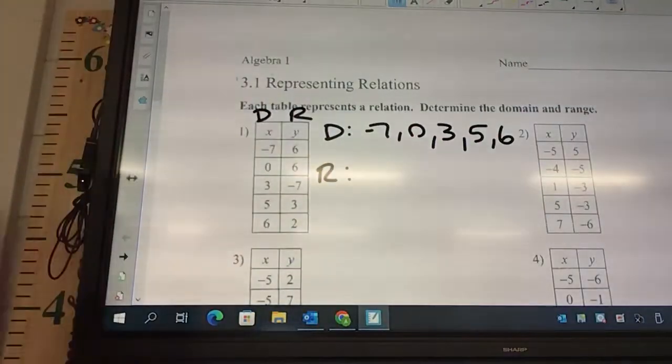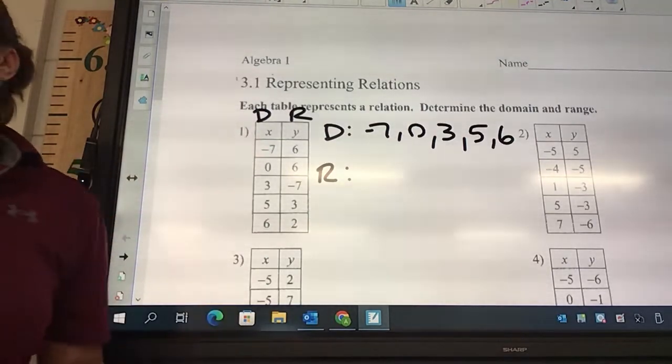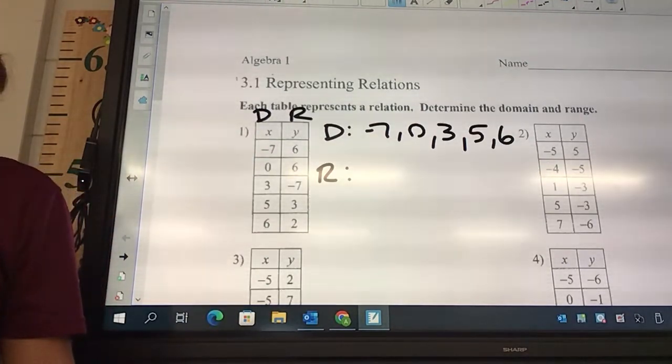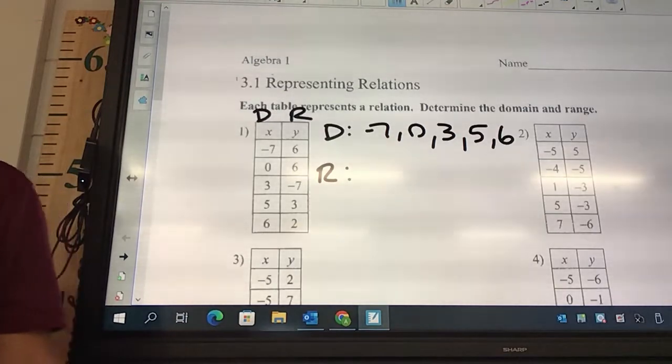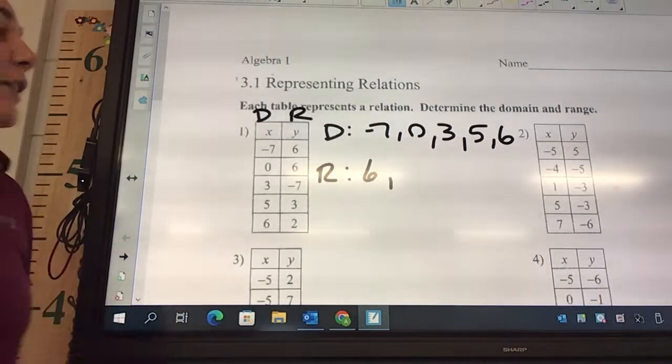Okay, the range is, well, the domain and range is a little bit different. So if you look at the range, see how I have 6, 6? You only write down the 6 one time. Okay, so we say 6. We skip the other one because it's already on the list. It's okay if it's like this.